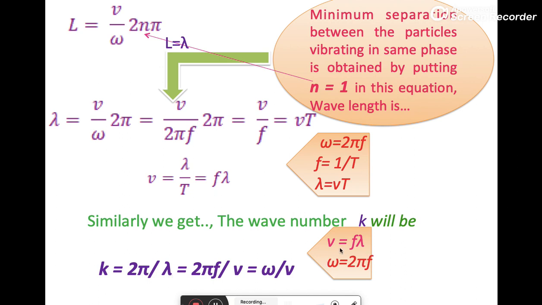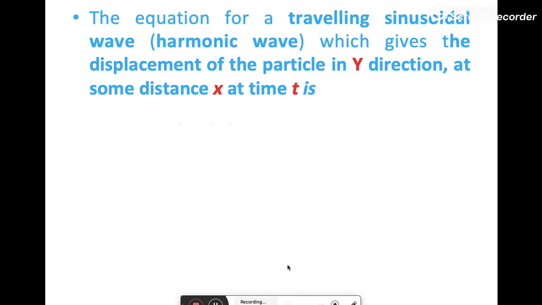Now let's substitute v is equal to f into lambda and omega is equal to 2 pi f in this equation. So our wave number k can be expressed in terms of omega upon v.